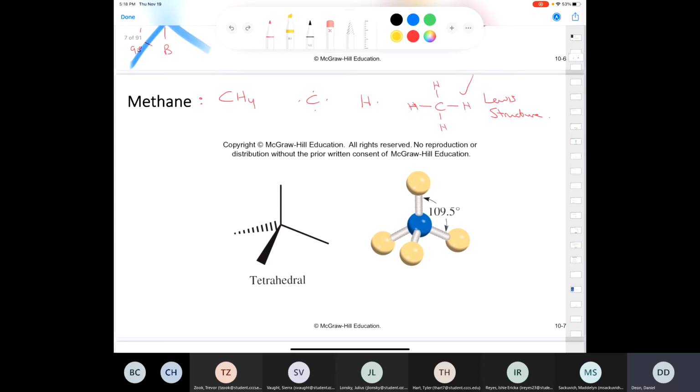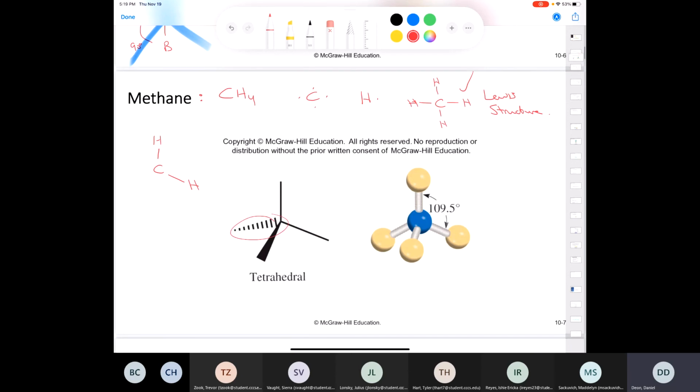It looks like it's totally flat, but we know that these four groups, this bond, this bond, this bond, this bond, are going to get as far away from each other as possible. And so a more correct representation of the methane molecule would look something like this. I'm going to have my carbon in the center. I'll put my hydrogen at the top. I'll put another hydrogen in the plane of the page. And we're going to use a dash to show that we have a hydrogen going in back like this. So the dash means in back or behind the page.